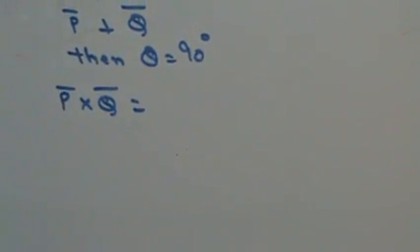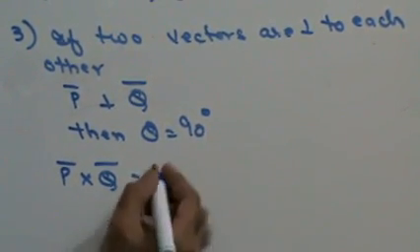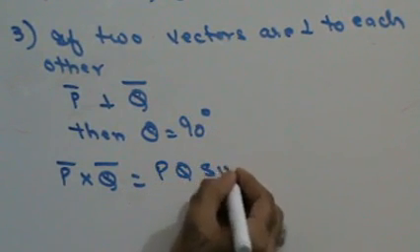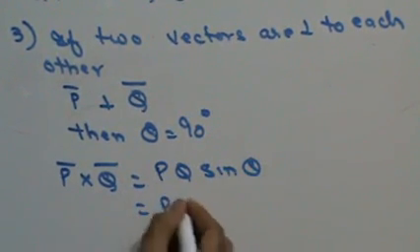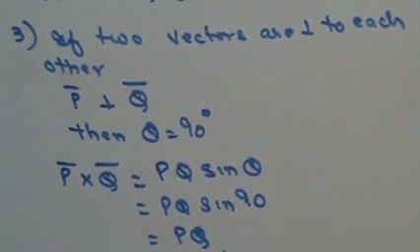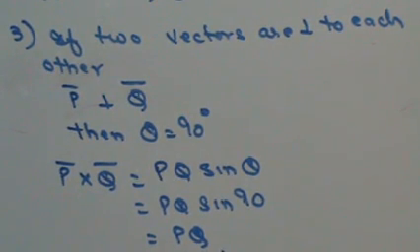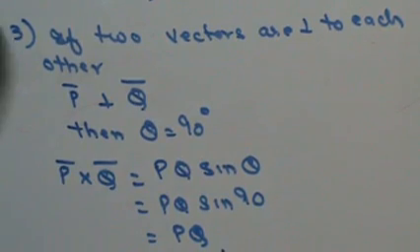We just said that the cross product of two vectors is nothing but the magnitude of the two vectors and the sine of the angle between them. So it will be PQ sin theta, that will be PQ sin 90, sin of 90 is 1, so it will be PQ. So if two vectors are perpendicular to each other, their cross product will be equal to the product of the magnitudes. P vector cross Q vector will be nothing but magnitude of P into magnitude of Q.